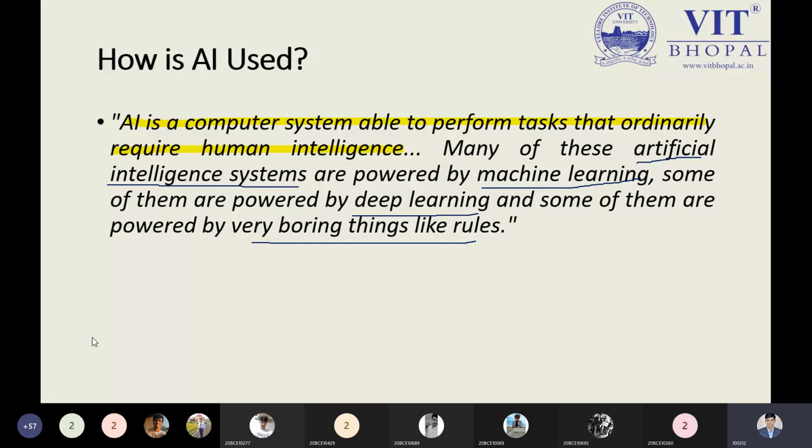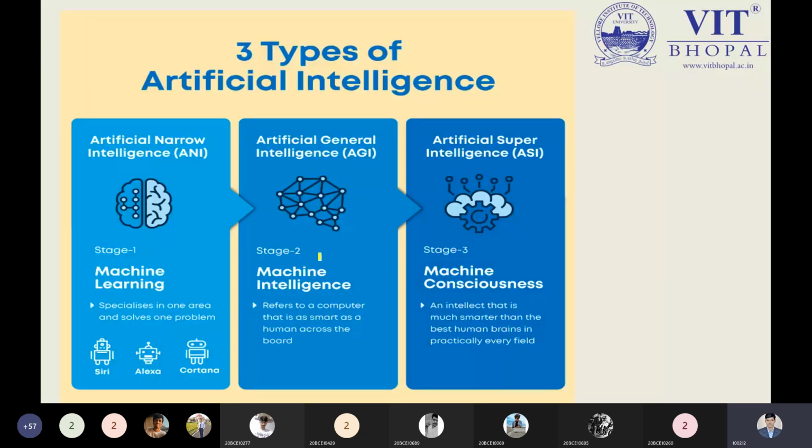So we have three types of AI. You might be thinking, sir, is this true? Yes, of course, we have three types of AI. The first one is artificial narrow intelligence, that is ANI. This is stage one, and we can say this is machine learning. So what is narrow AI?